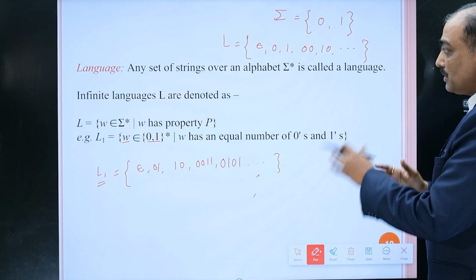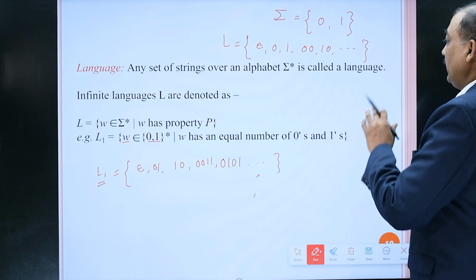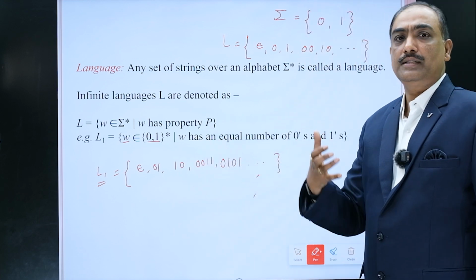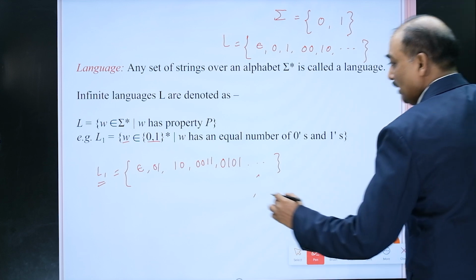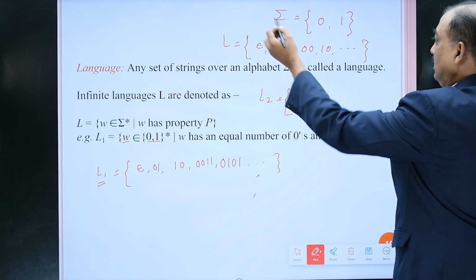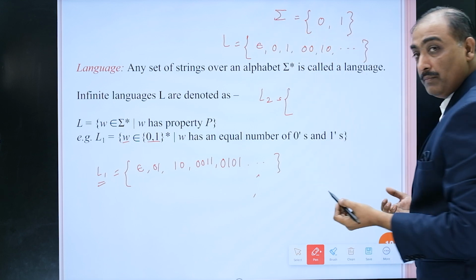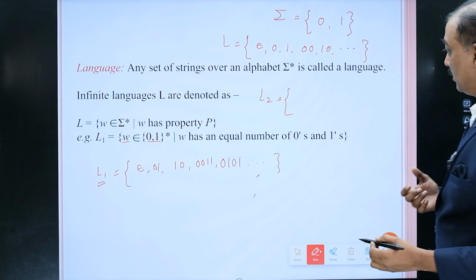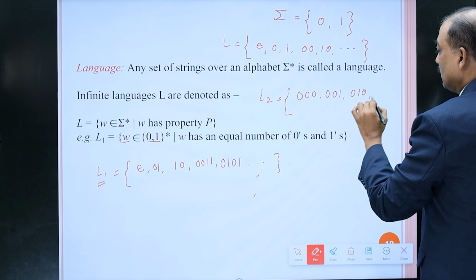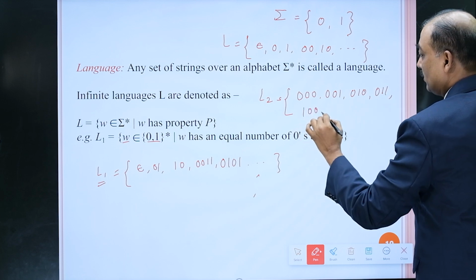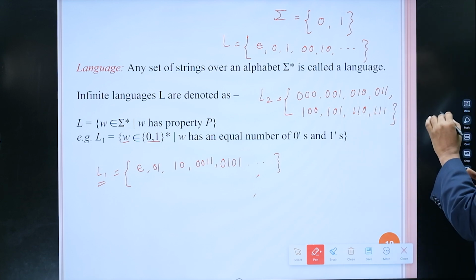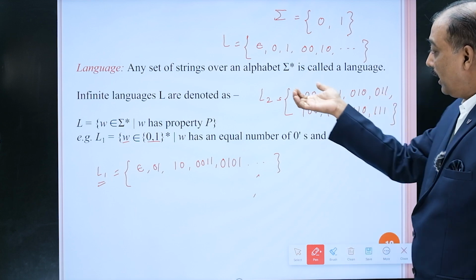Now if I apply some constraint on this particular language, say that it should consist of strings whose length is equal to 3. Let's say L2 consists of strings made up of 0 and 1, but their length should be equal to 3. So if I write 000, 001, 010, 011, 100, 101, 110 and 111, that's it. So in total I got 8 strings in this language L2.